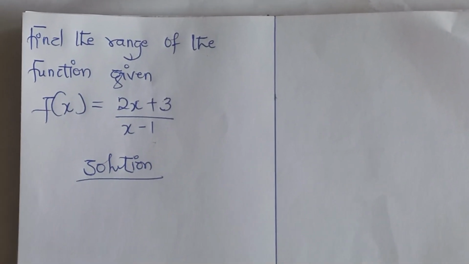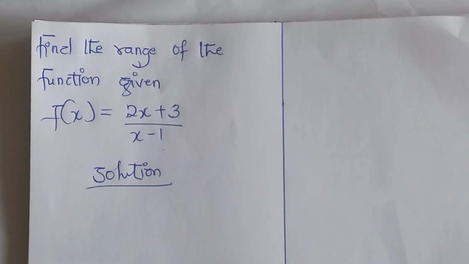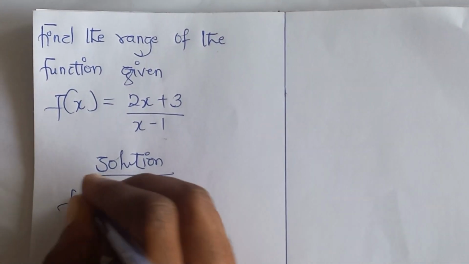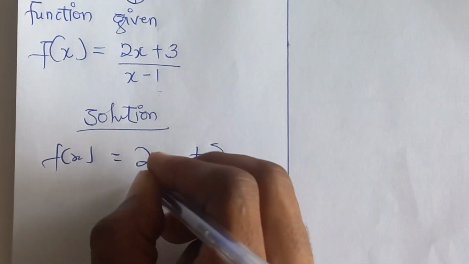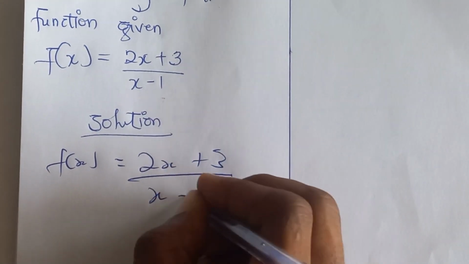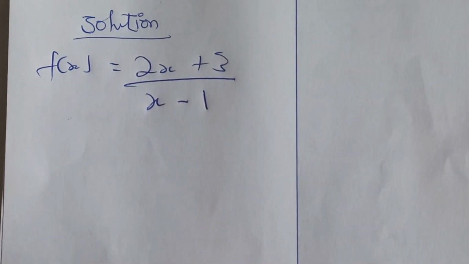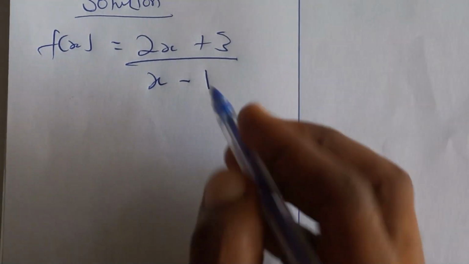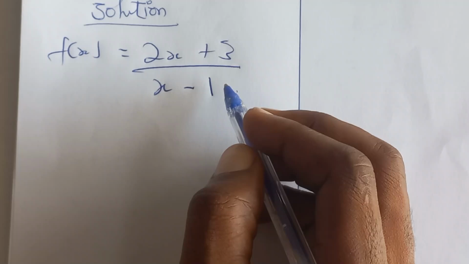So today we are going to find the range of the function given. So the function is f of x is equal to 2x plus 3 on x minus 1. So the first thing we need to do is to analyze the function structure. So when you look at this, you can see that the denominator is x minus 1.